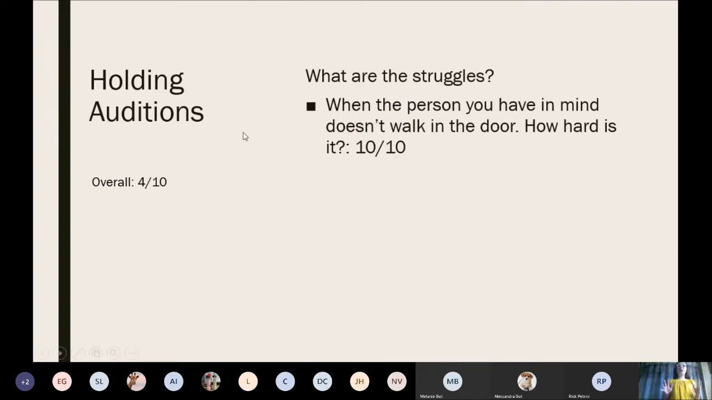Now, holding auditions. What are the struggles? When the person you have in mind doesn't walk in the door, the hardness level is a 10 out of 10. Let's say you have a character in your play or musical named Jake, and you picture him as a ginger, blue-eyed, with braces. But the only guys that walk in are brunettes with brown eyes, and they have braces. That hardness level to cooperate with is a 10 out of 10. Holding auditions overall, that's the only struggle, so it's a 4 out of 10.